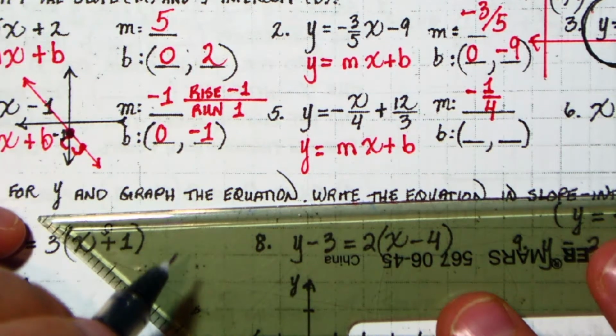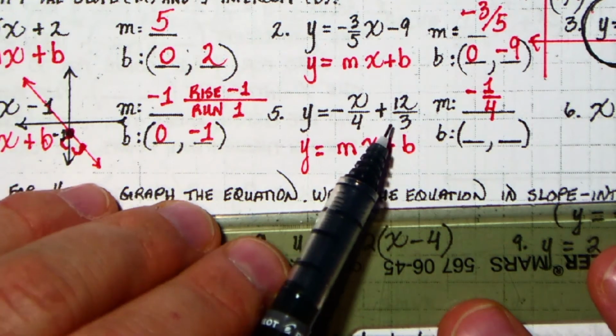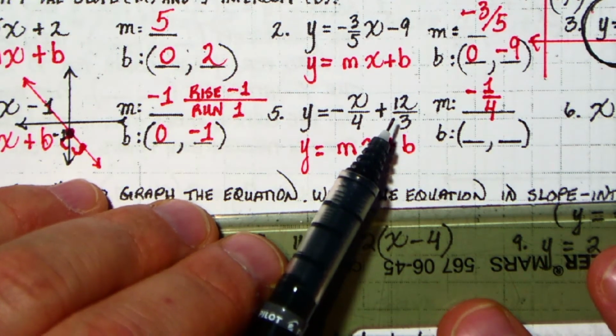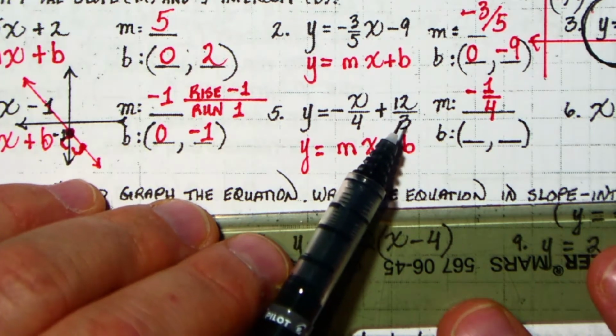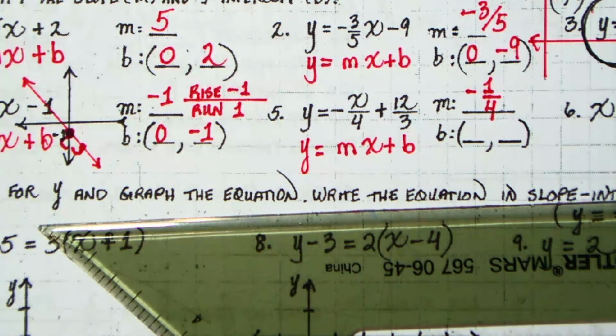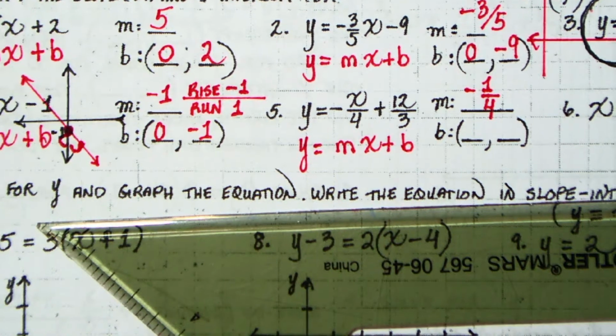Now, 12 over 3. That's a trick because what is that number really? What's 12 divided by 3? So what's the y-intercept here? Can you give it to me in coordinate notation? Very nice job.